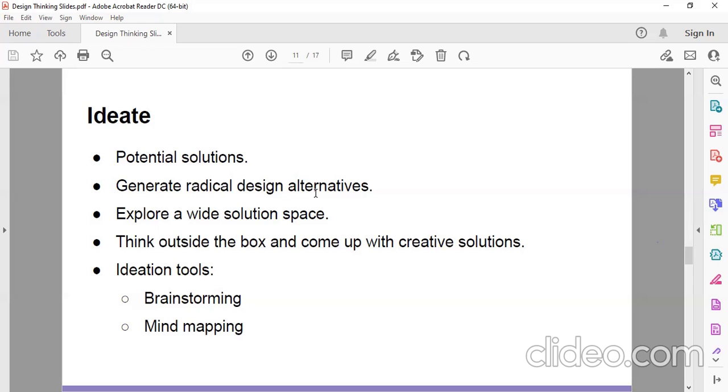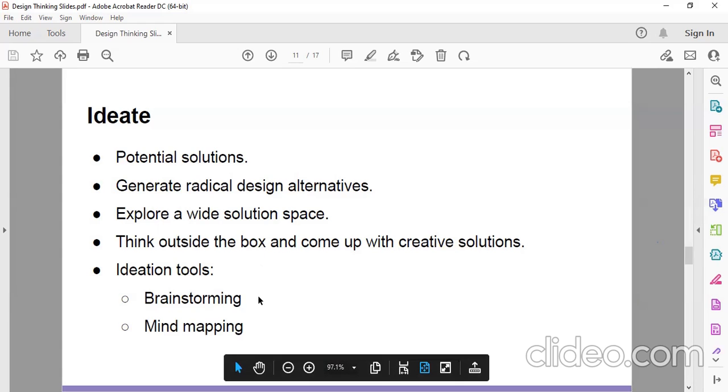So here also there are several tools for this ideation phase. The two important ones are brainstorming and mind mapping. Both these tools, I think you must have heard about in the previous years of study. You might even have done this for some other purposes.